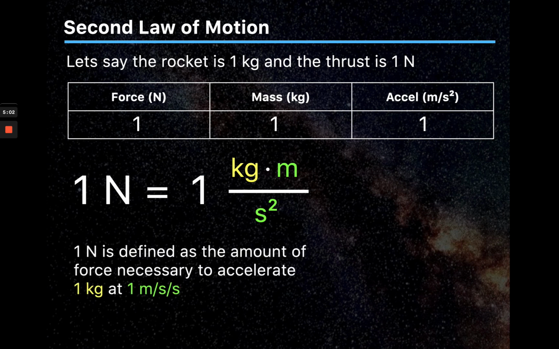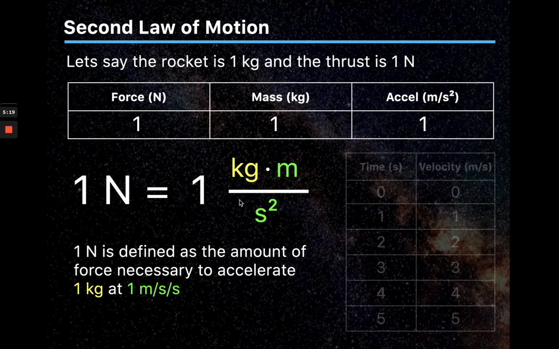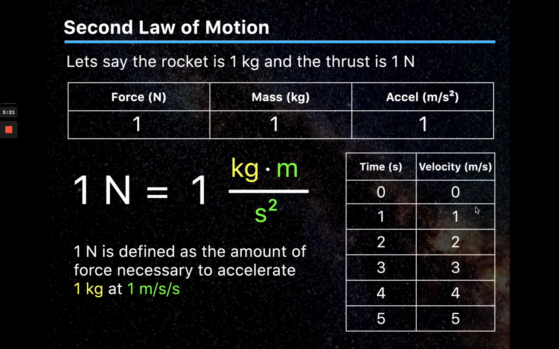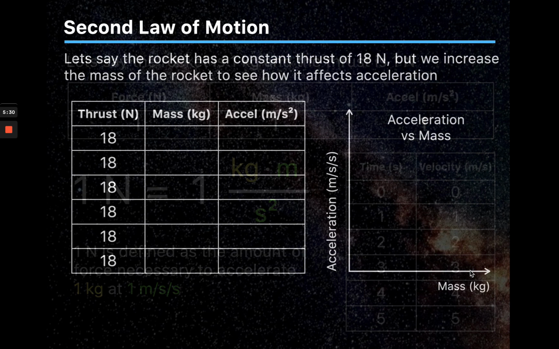So 1 newton, again, is the amount of force necessary to accelerate just 1 kilogram at 1 meter per second per second. And don't forget what acceleration is. So when we say you need 1 newton of force to accelerate something at 1 meter per second squared, what we're saying is every second the velocity goes up by 1 meter per second. So 0, 1, 2, etc. So that's a pretty simple example, but let's make it more interesting.